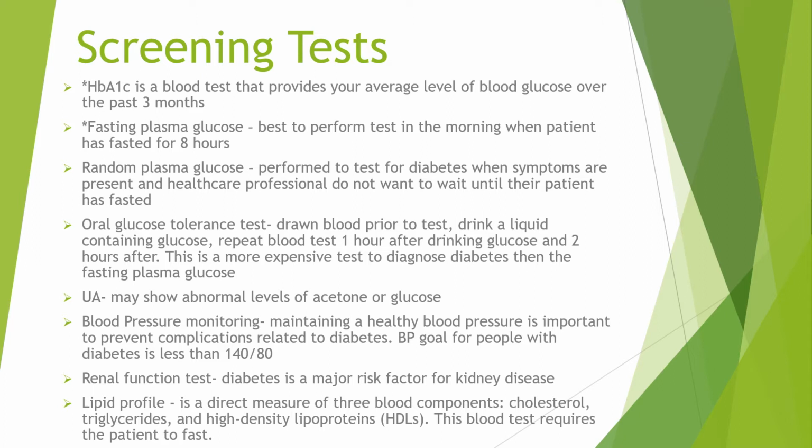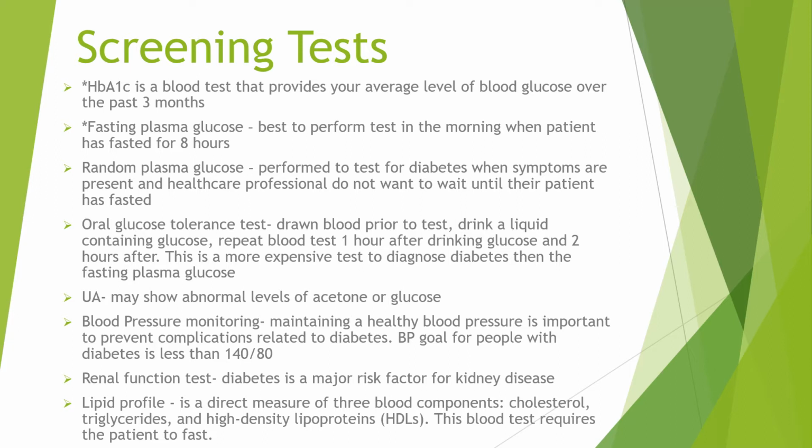It's the hemoglobin A1C, which is a blood test that provides your average level of blood glucose over the past 3 months, and also the fasting plasma glucose, which is the best test to perform when a patient has fasted for 8 hours. The random plasma glucose is performed to test for diabetes when symptoms are present and the healthcare professionals do not want to wait until the patient has fasted.